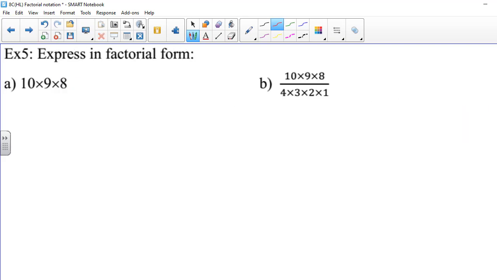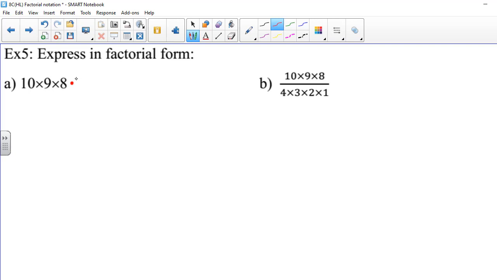Example 5, let's work backwards. Express a multiplication expression in factorial form. 10 times 9 times 8. Starts with 10, decrease by 1. But you don't have all the numbers in the multiplication to 1. I can do it this way myself.